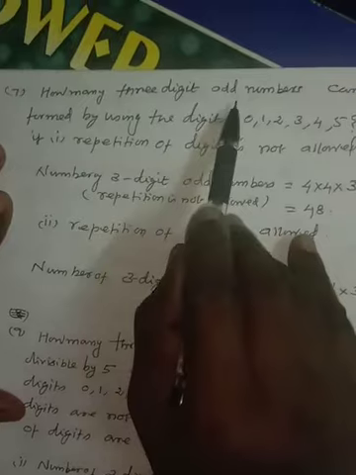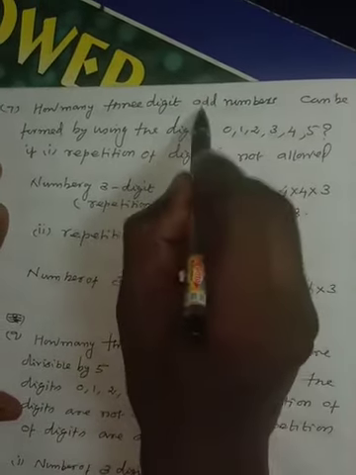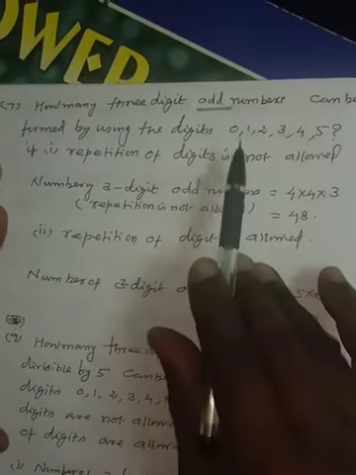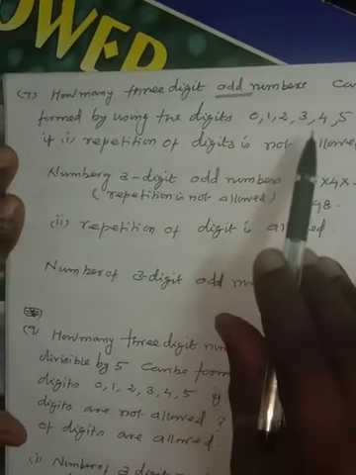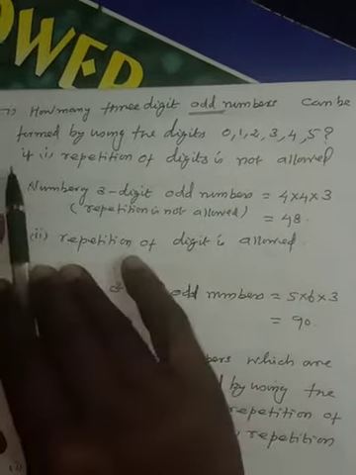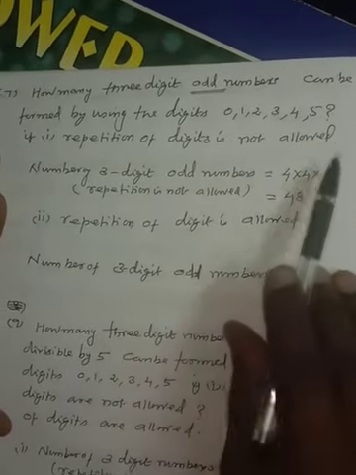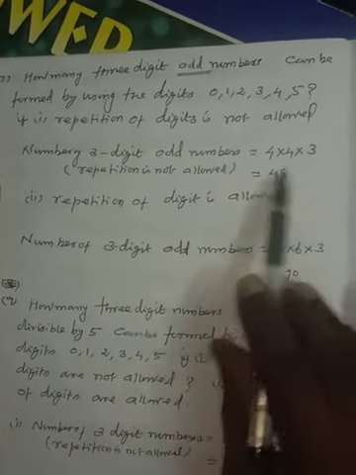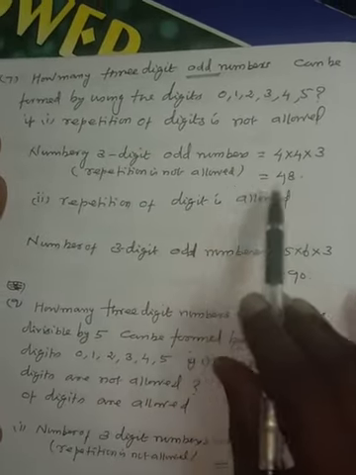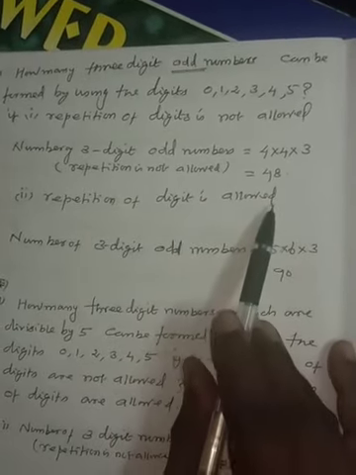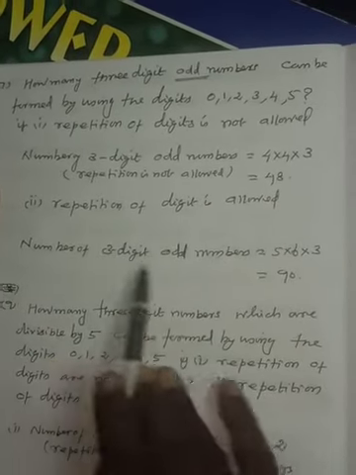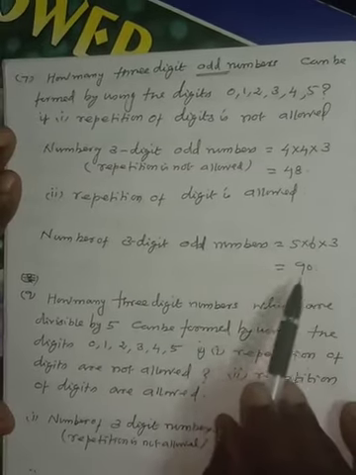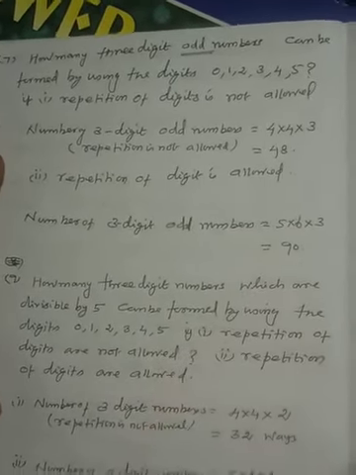How many 3-digit odd numbers can be formed by using the digits 0, 1, 2, 3, 4, 5? Number 1, the repetition of digits is not allowed. Number of 3-digit odd numbers is equal to 4 into 4 into 3, which is 48. Number 2, repetition of digits is allowed. Number of 3-digit odd numbers equals 5 into 6 into 3. Multiplying we get 90.